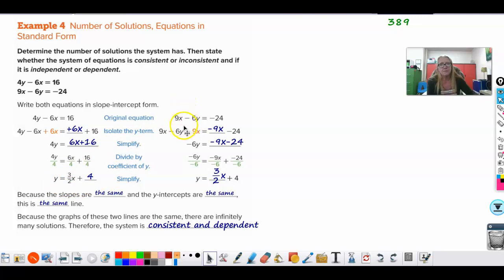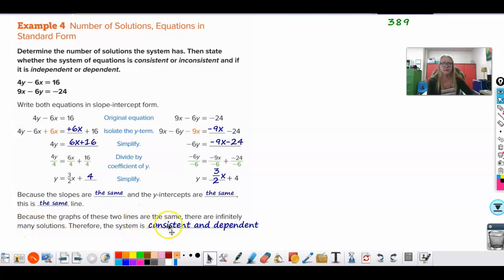Over here, we got rid of the 9x by subtracting 9x from both sides. Then we divided everything by -6, and we end up with 3/2 x plus 4. Notice that these 2 equations are identical, okay? They are the same line. Because the slopes are the same and the y-intercepts are the same, this is the same line. If you graph these, you would graph one right on top of the other one. Because the graphs of these 2 lines are the same, there are infinitely many solutions.